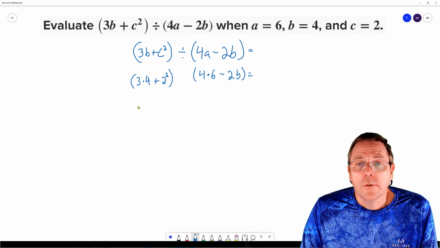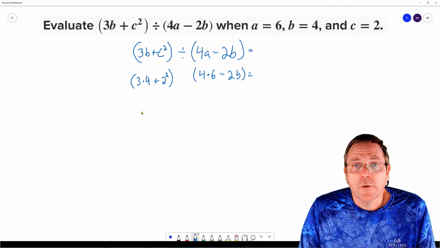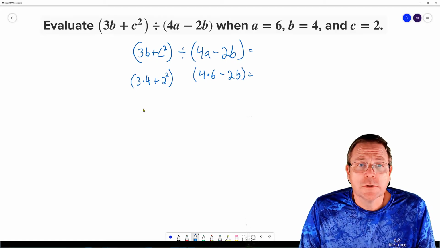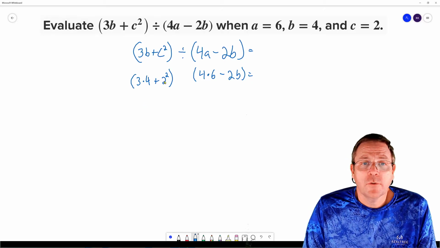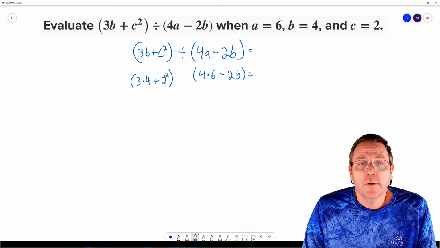From here though, we don't really have a lot of options on how to do it. We're going to use the order of operations where we're going after everything in the parentheses first. That means the first thing I've got to do in those parentheses right there is the exponents. So I'm still going to keep my 3 times 4 plus 2 squared. That's 2 times 2, otherwise known as 4.